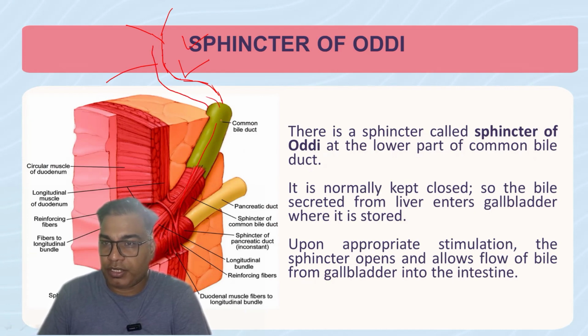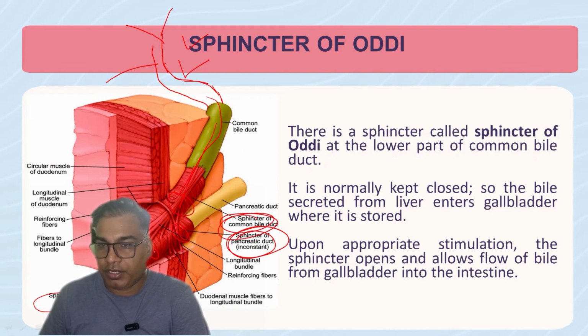So common bile duct. Finally, here is the sphincter of hepatopancreatic, and this one is the sphincter of pancreatic duct. This one is the sphincter of common bile duct. This one is the ampulla of Vater, which is opening into the duodenum.